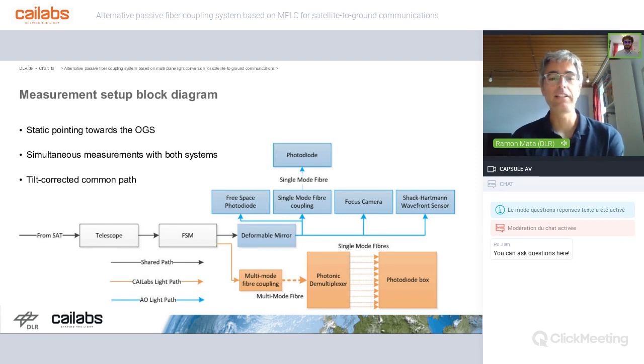So this is the block diagram of the experiment. We had the telescope coming from the satellite, with the emulated terminal satellite. Then we have a fine steering mirror. And then on one side we have the multi-fiber coupling for the MPLC, and on the other side we have the adaptive optics system with the deformable mirror and the Shack-Hartmann wavefront sensor. We also had a free space photodiode, for example for measuring the power. We have the single-mode fiber coupling, also with a photodiode after the coupling. And we had the focus camera.